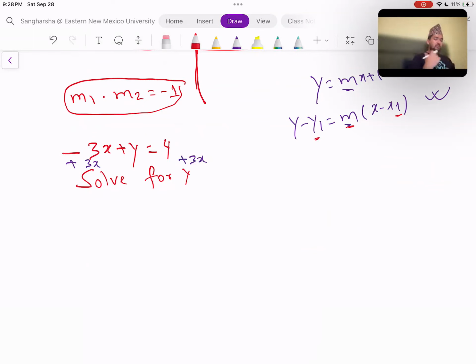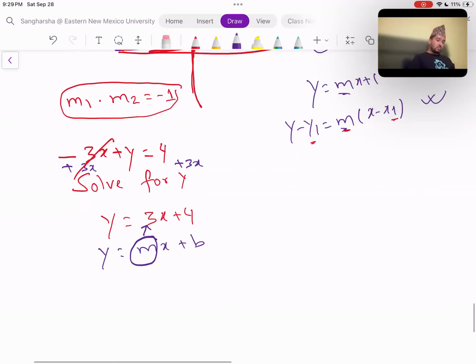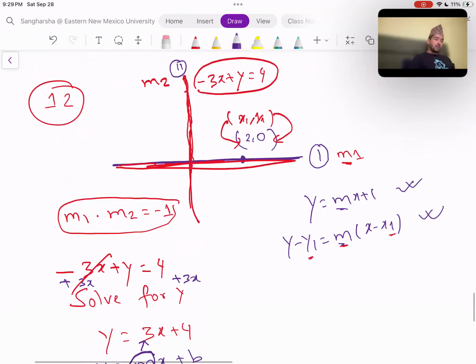Okay, every time you are asked to find the slope of a line from the equation, you are solving for y. So this cancels, and we have y equals 3x plus 4. Now we compare this line with y equals mx plus b. If you compare, for m we have 3. So the slope of our line 2, we use m2. m2 is equal to 3. Okay, so this is the slope for this line.